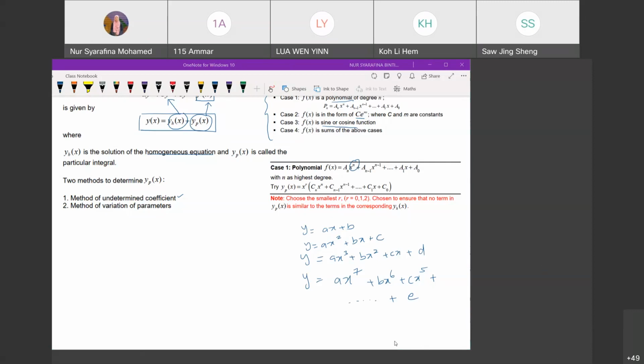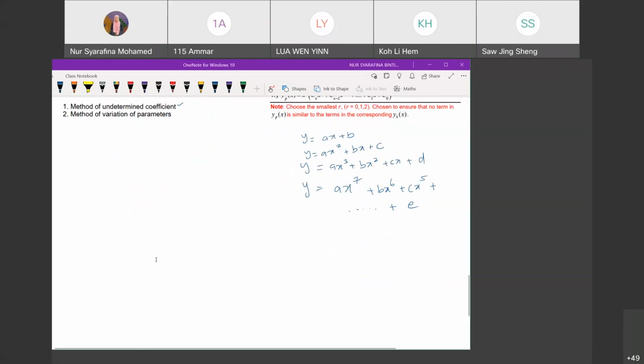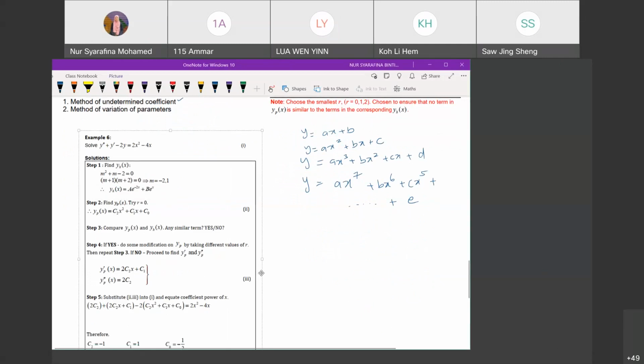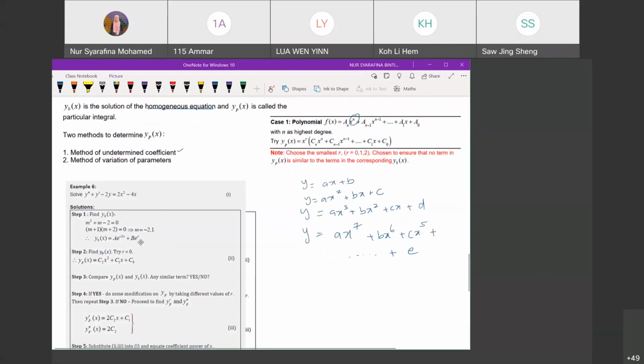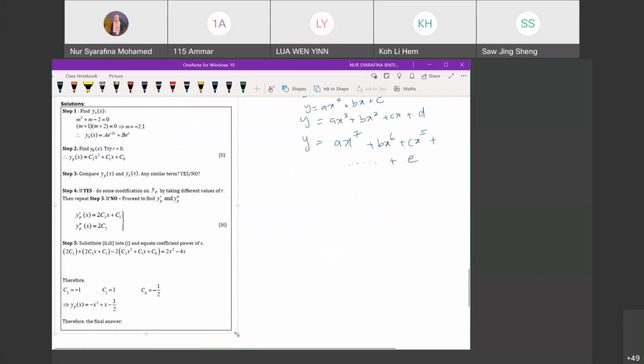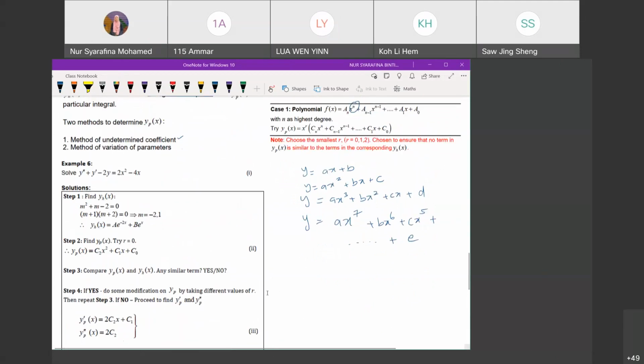Okay, look at your notes. We have example 6 there. Can you see it? Or is it too small? Okay, so let's take a look. We have y double prime plus y prime minus 2y equals 2x squared minus 4x.